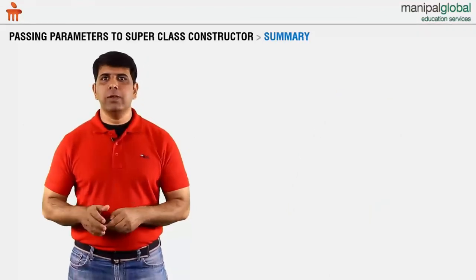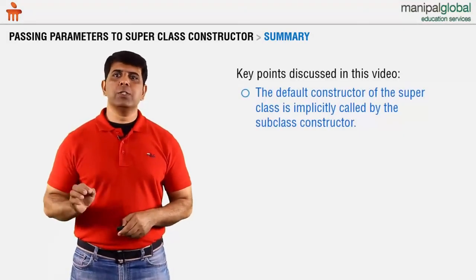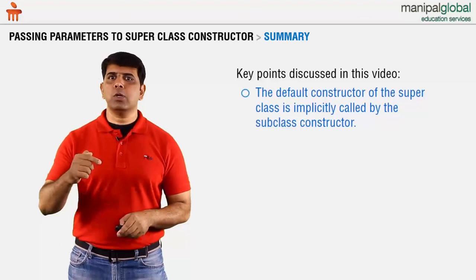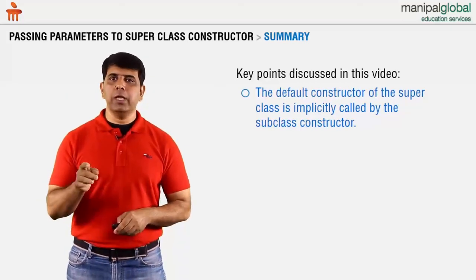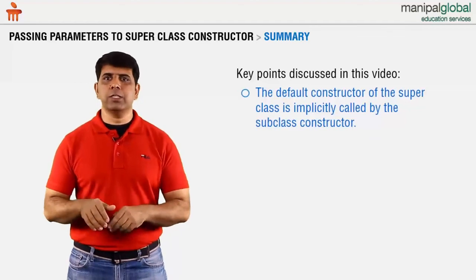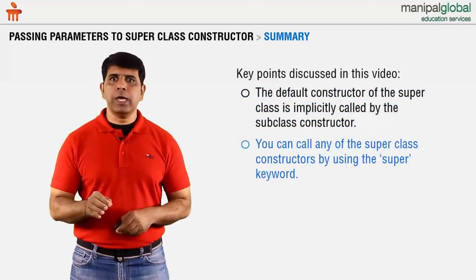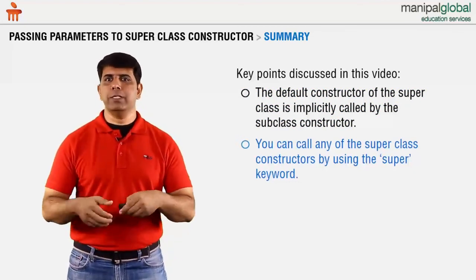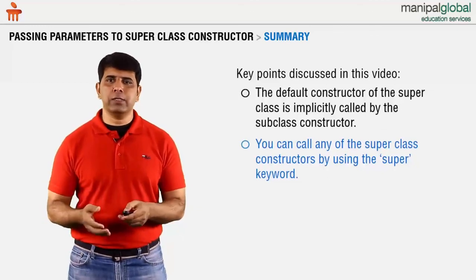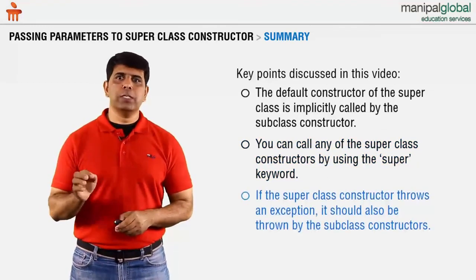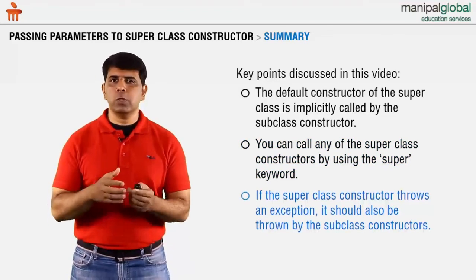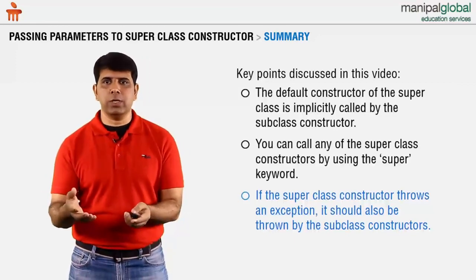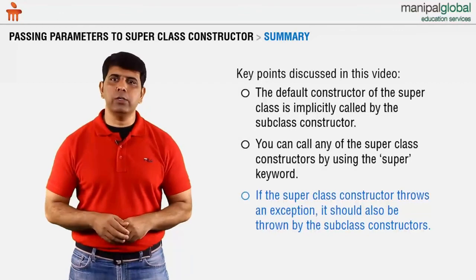Let's quickly summarize what we have learned so far. The default constructor of the superclass is implicitly called by the subclass constructor, and it happens to call the no-argument constructor from the superclass. If that doesn't exist, you will have errors in your constructors. Now you can call any of the superclass constructors if you want using the super keyword as if it is a function call, and you can supply arguments to match. If a superclass constructor throws an exception, it means the superclass is saying I don't want an object to be created. The same exception can be thrown further from my subclass constructor, or you can handle it using a try catch.